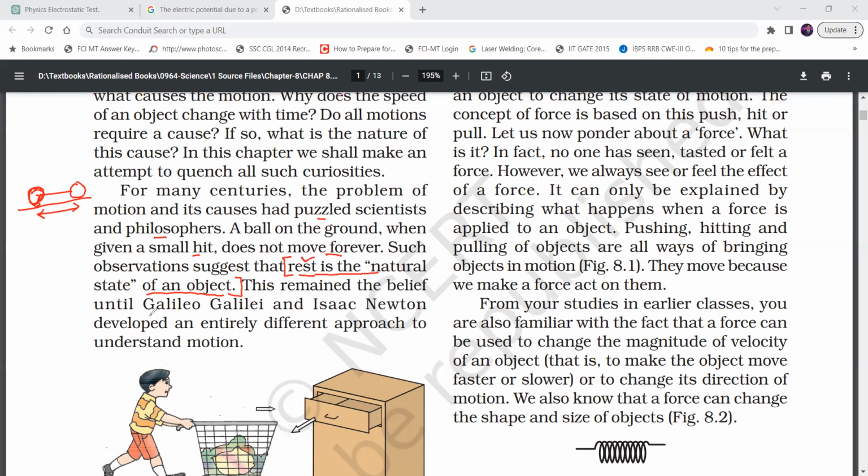This remained the belief until Galileo Galilei and Isaac Newton developed an entirely different approach to understand motion. So from here we can have only one question and one important observation that I underlined. Same way we can proceed.